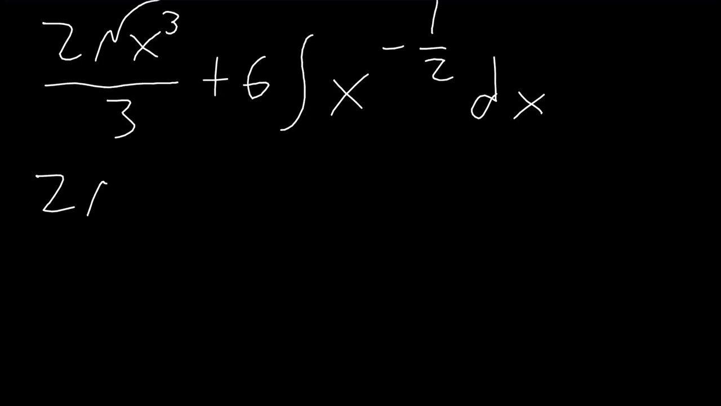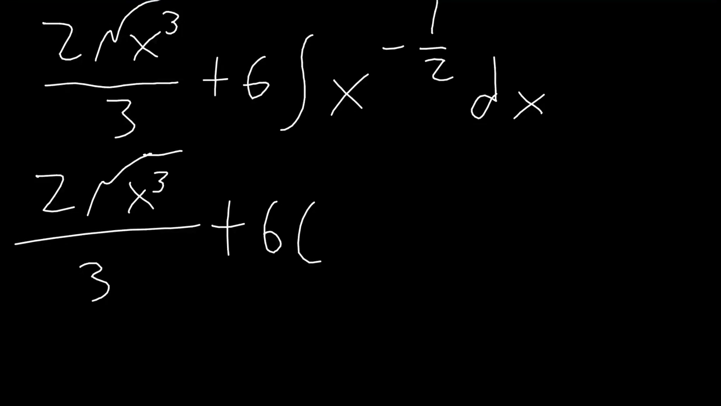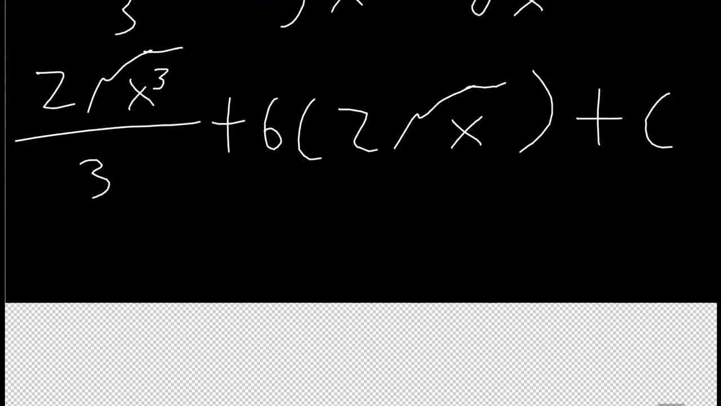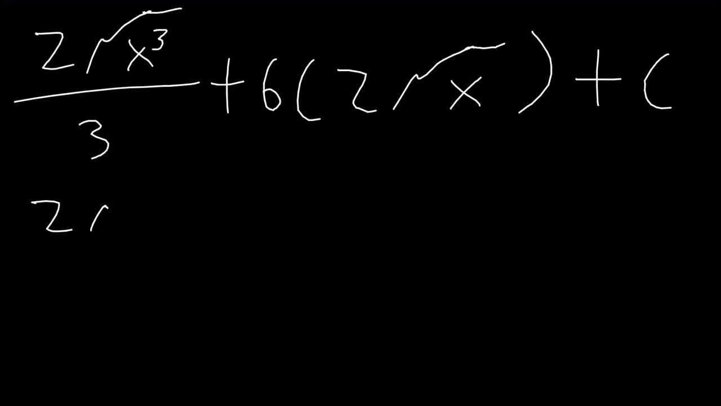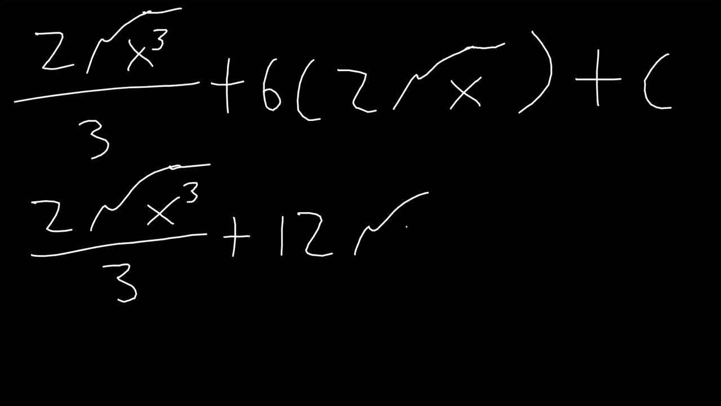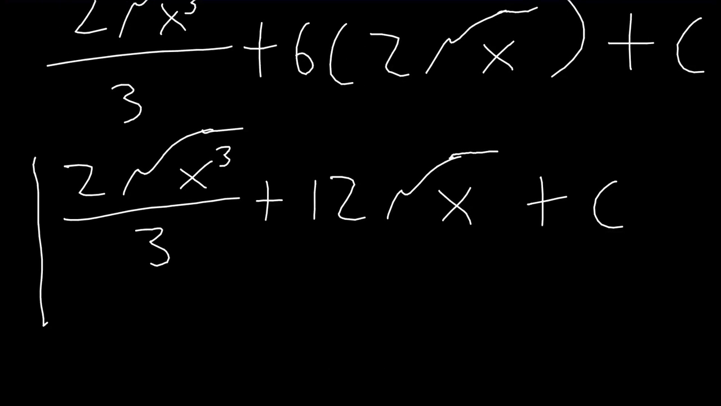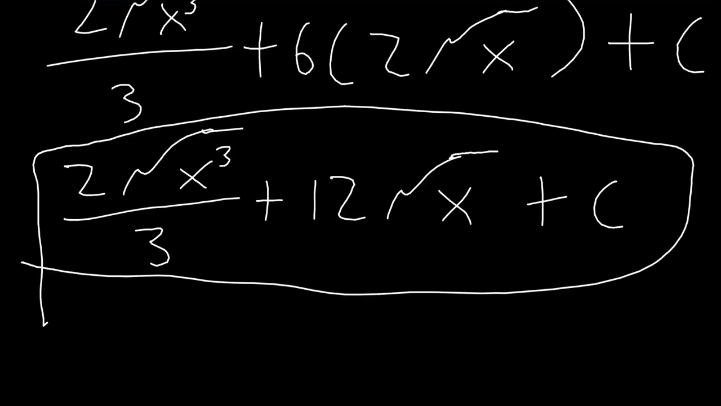So it's going to be 2 square root of x cubed over 3 plus 6 times 2 times the square root of x. And then don't forget plus c. So it's 2 times the square root of x cubed over 3 plus 12 rad x plus c. So it's always going to be plus c, by the way. We don't need to do anything special with that. And this is going to be our answer.